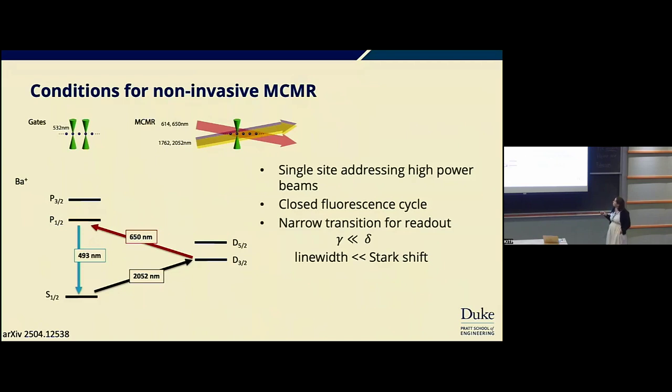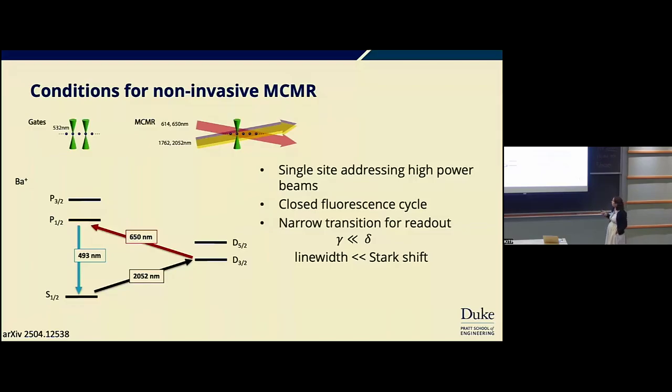And then next, we want a closed fluorescence cycle. So we want to be able to collect many, many photons so we can do a high fidelity readout. In the case of barium, this cycle is going to be from S1/2 to D3/2. This is a 2 micron line, and then a 650 repumper, and so we emit at 493. And so we can do many, many cycles without getting lost in any dark states.